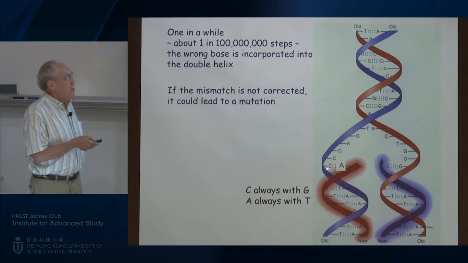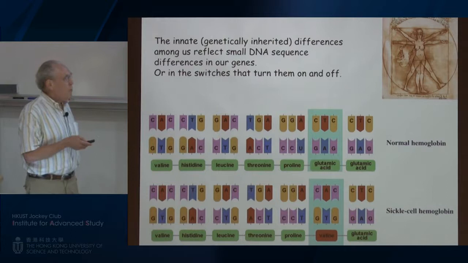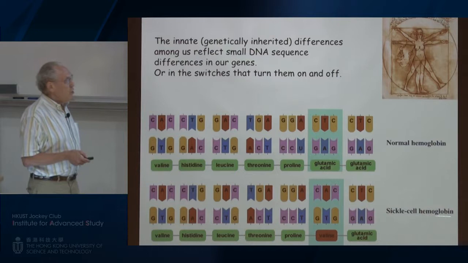And as I think most of you know, single base pair substitutions, changes of a single base pair, can often result in a mutation which has serious consequences. The first mutation that was actually documented at the protein level was the change caused by sickle cell hemoglobin, which is a change of a single base pair that changes one amino acid to a different amino acid.